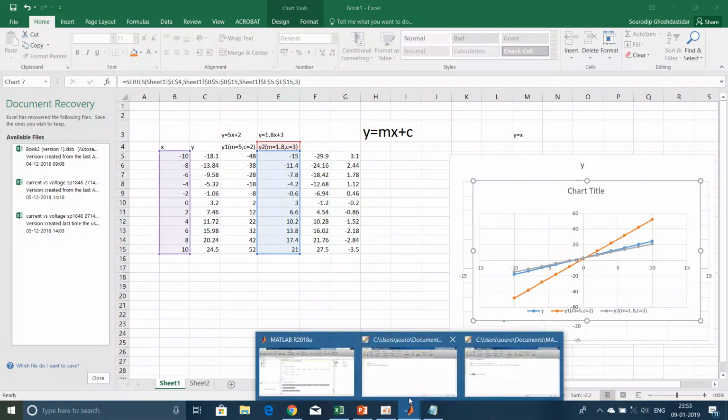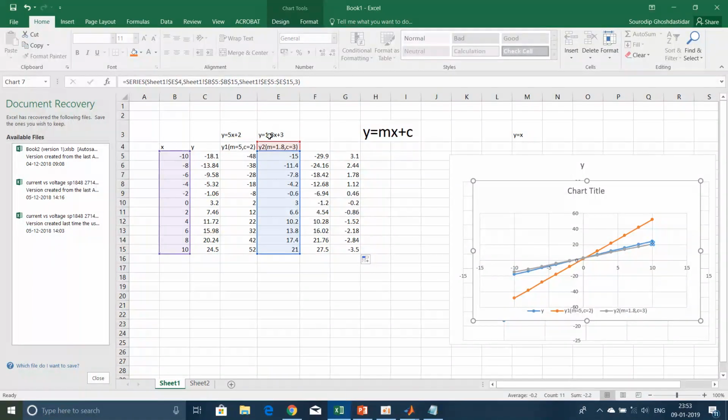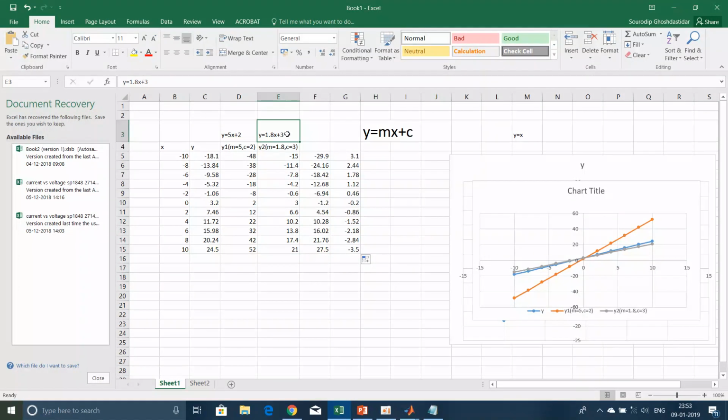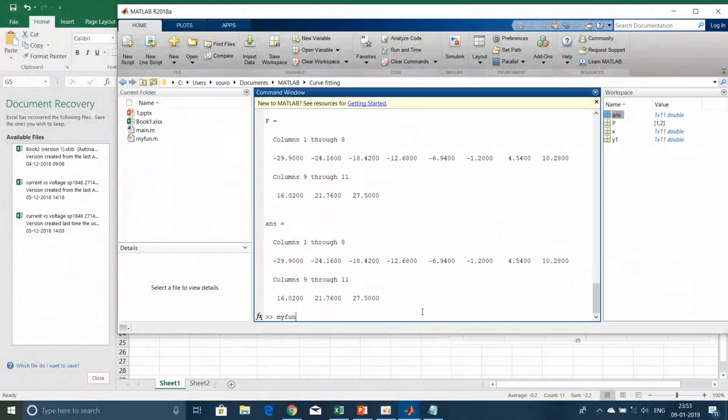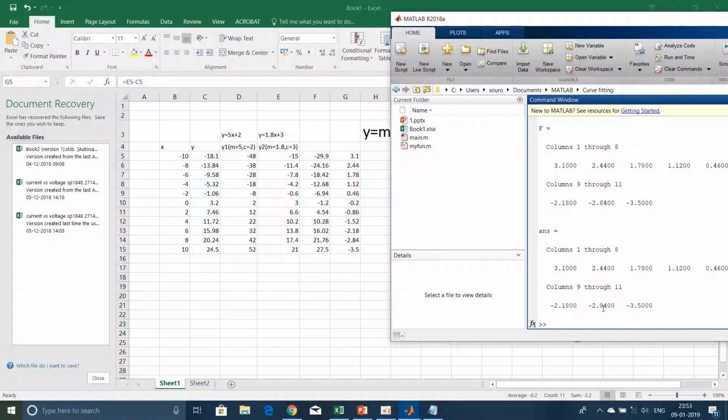Okay, so let's see if we put m is equal to 1.8 and c is equal to 3 into myFun, whether we would get the same differences. Let's type myFun, m is equal to 1.8, c is equal to 3. So see, we get the same differences: 3.1, 3.1, 2.44, you get 2.44 here, 1.78, 1.78 here.